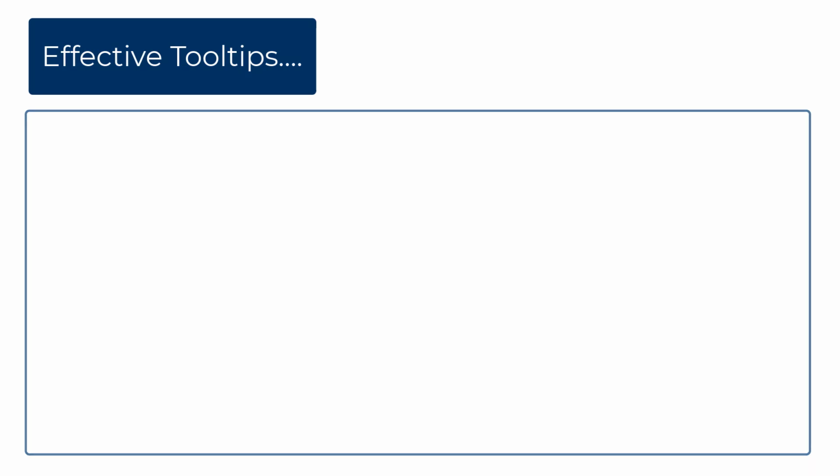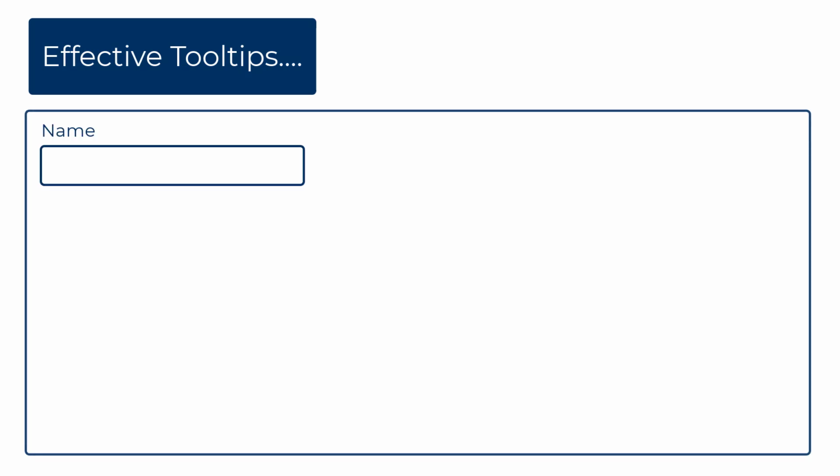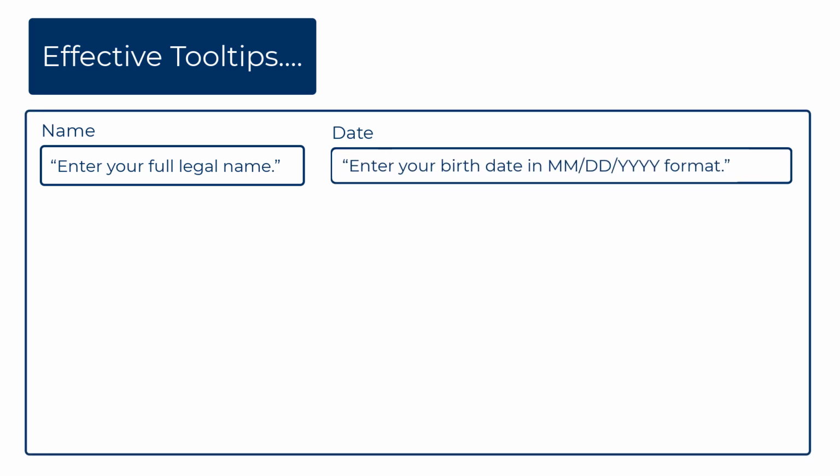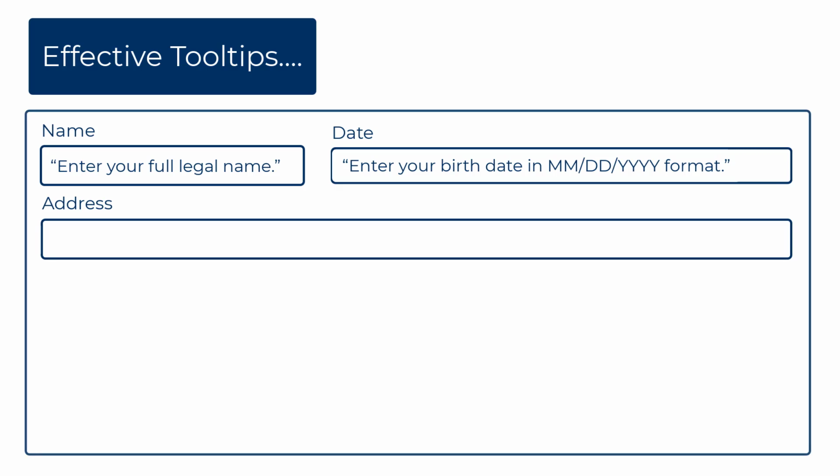Here are some examples of effective tooltips. Name field. A clear tooltip might read, "Enter your full legal name." This works because it removes guesswork. No confusion about nicknames or initials. Date field. A clear tooltip might read, "Enter your birth date in month, day, year format." This works because it specifies both the type of date and the format required.